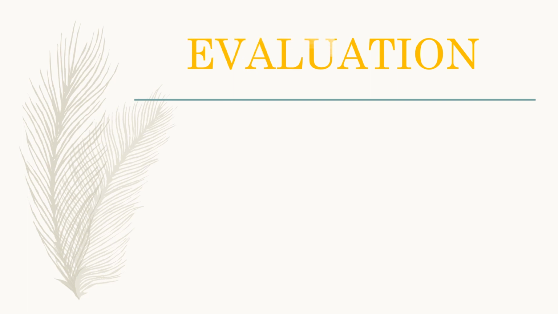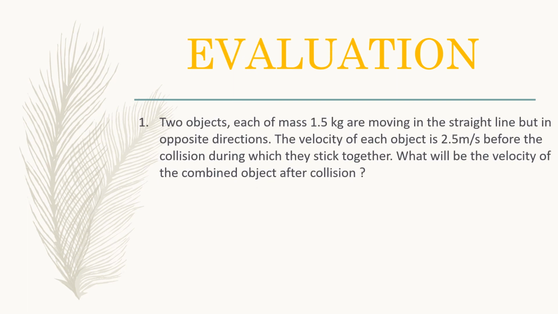Now, evaluation. First: two objects, each of mass 1.5 kg, are moving in a straight line but in opposite directions. The velocity of each object is 2.5 meter per second before the collision, during which they stick together. Then what is the velocity of the combined object after collision?